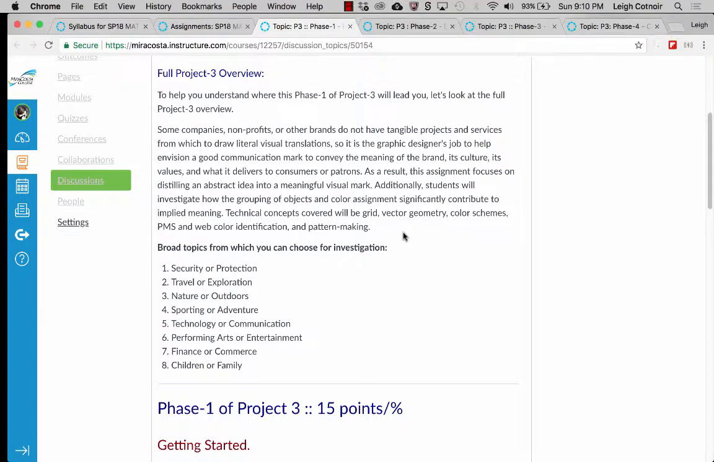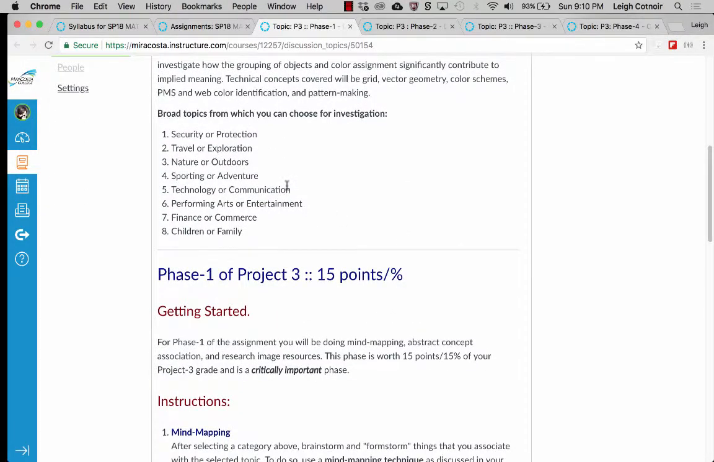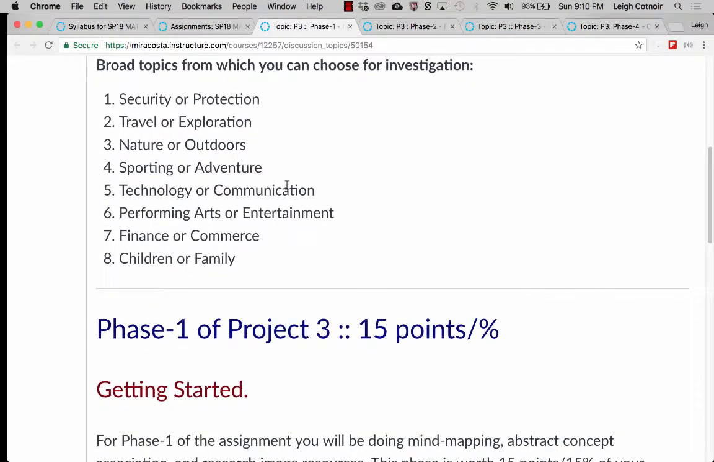So the broad topics from which you can choose for this first assignment, and I'll blow this up, are on this list right here. You can't really navigate outside of this list, but it is very all-encompassing, a pretty large list. You would choose one of these categories: security or protection, travel or exploration, nature or the outdoors, sporting or adventure, technology or communication, performing arts or entertainment, finance or commerce, or children and family. So you would only choose one.